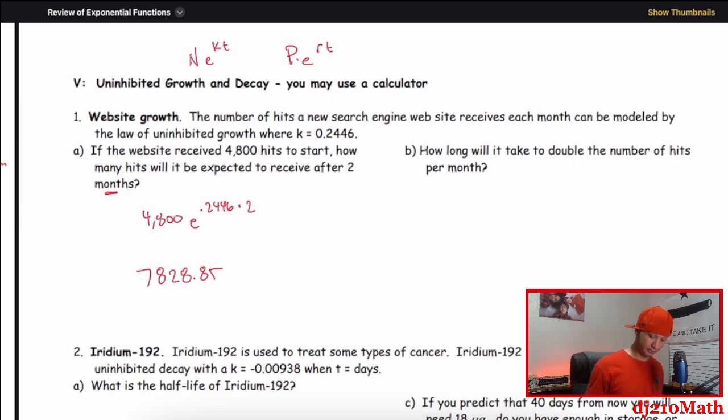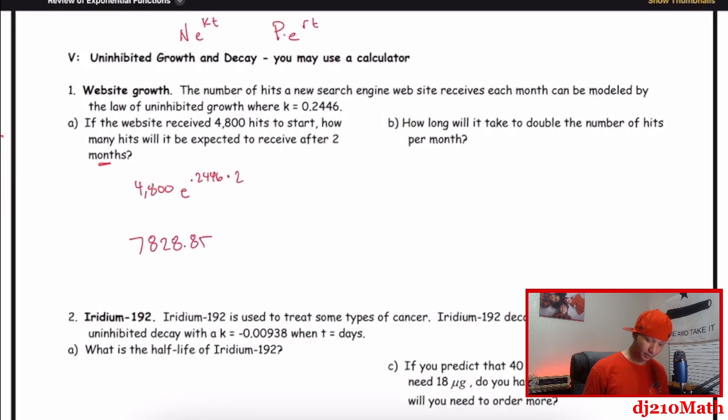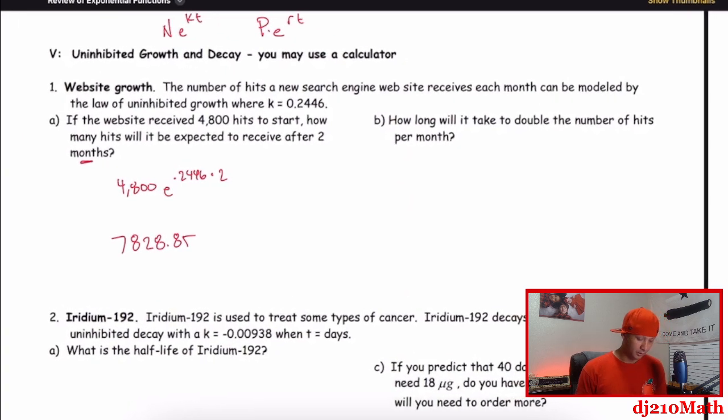All right, it receives this many hits, 7,828. Okay. How long will it take to double the number of hits per month? Okay, so it started with 4,800. We want to double it. So whatever 48 times 2 is.